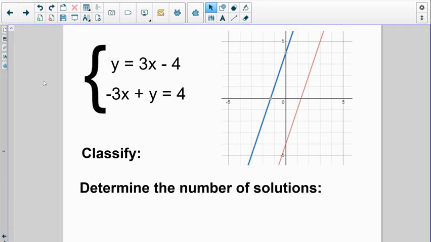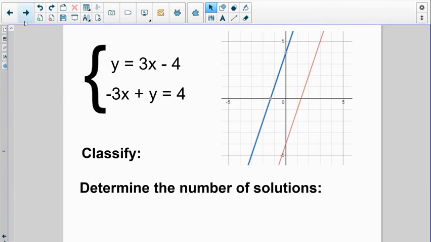So here's our first example, and I'd like you to answer the question in Edpuzzle when it appears. I've gone ahead and graphed the equation using Desmos. So I believe the top equation is the red one, the bottom equation is the blue one. So what I'd like you to do is classify this system using the choices that pop up in Edpuzzle. Now I'd like you to determine the number of solutions. Again, please make your selection in Edpuzzle.